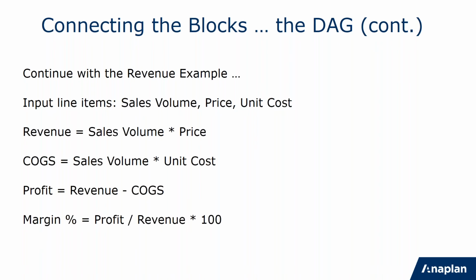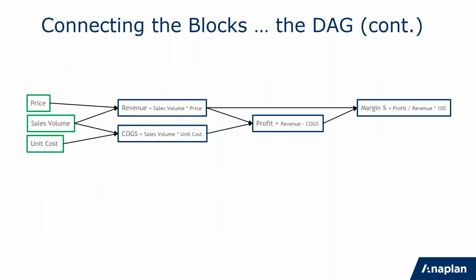So here's a quick example. We're extending the revenue example by adding unit cost, which means that we can have cost of goods sold. With cost of goods sold, we can determine profit and margin percent. Okay, and if we look at a diagram of this, then on the left we see the detail data, and these are the edges of the directed acyclic graph, and these are the calculated blocks. So you can see that if we change price, then immediately we know that it's revenue, profit, and margin percent that we're going to have to update. If we change sales volume, we're going to have to change all of them.